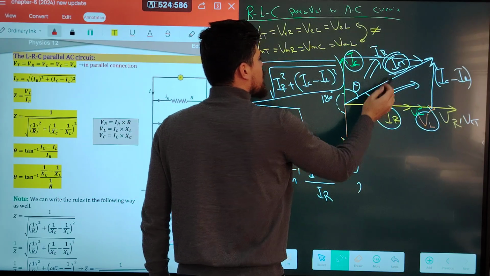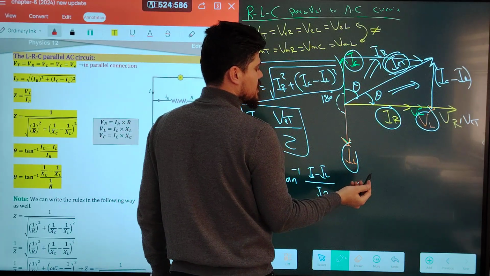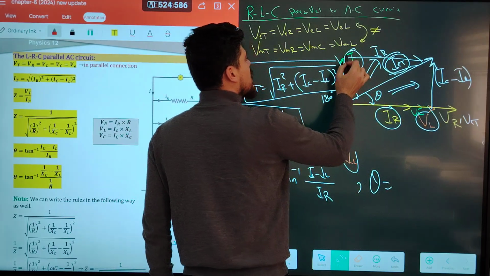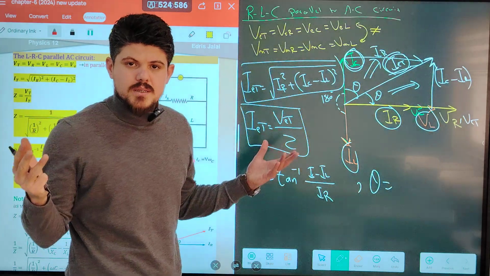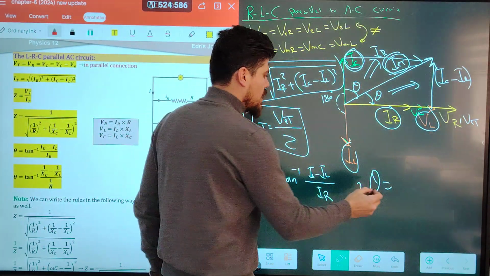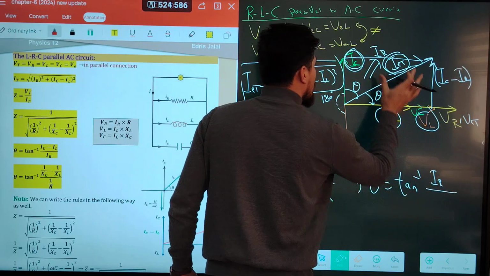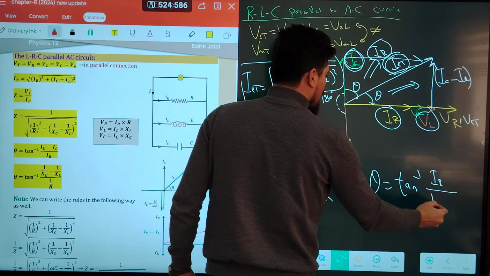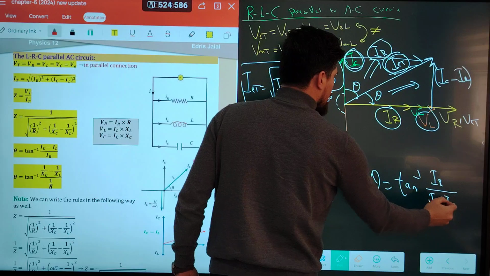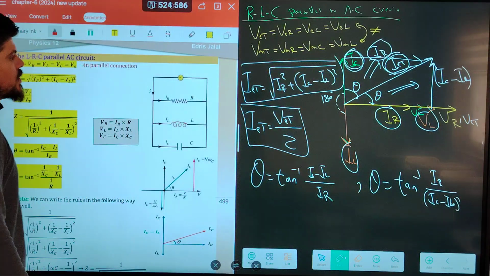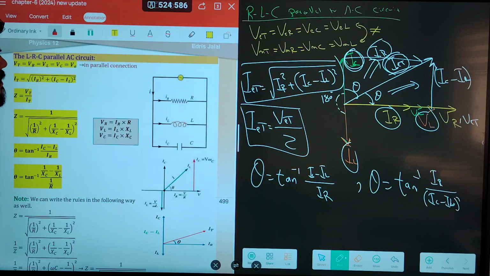IR becomes what? Becomes opposite. IC minus IL becomes adjacent. To find the angle between I total and the current across the capacitance, I total with IC, you have to use this relation: tan inverse of opposite, which is IR, over adjacent, IC minus IL. Okay? In this way, you can find I total and the angle between I total with IR or I total with IC. Okay?